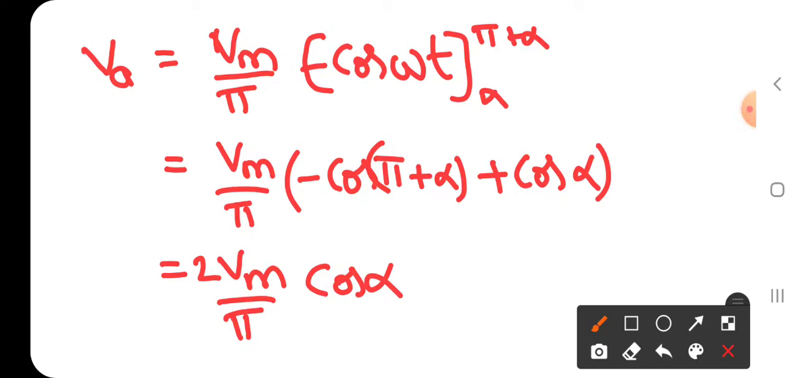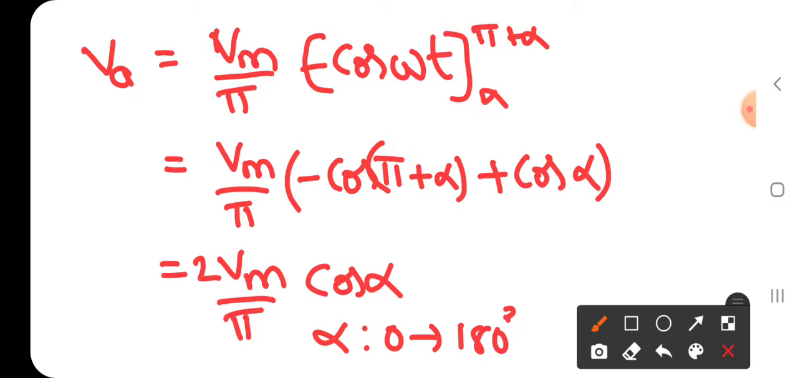So now the firing angle alpha is changed. What is the range of firing angle alpha? The firing angle alpha can be varied over the positive half cycle. The positive half cycle stands for 0 to pi. So alpha may be 0, alpha may be 30 degrees, alpha may be 90 degrees, and alpha may be 180 degrees. So hence the range of alpha is 0 to 180 degrees.